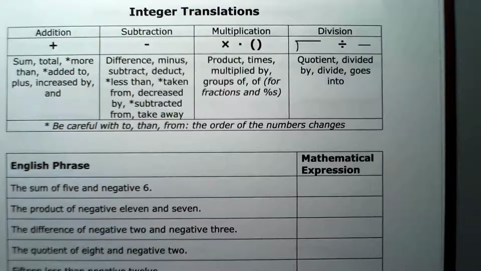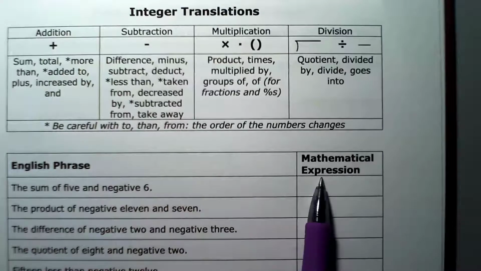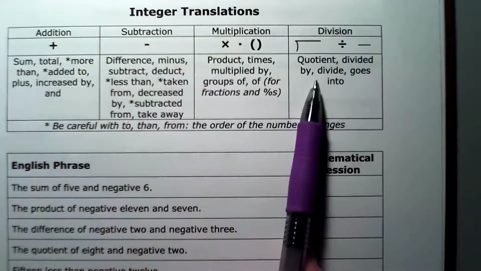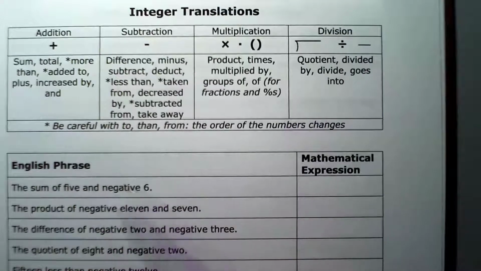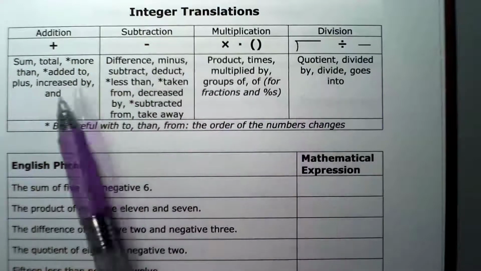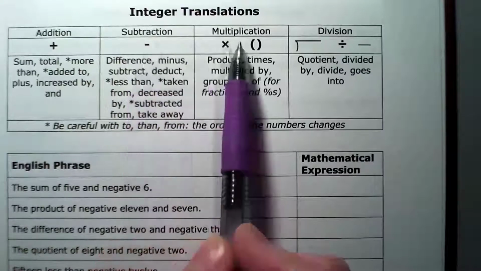This video is about integer translations, where we're translating from an English phrase to a mathematical expression. And we have 4 different operations that we could choose when we're reading the English phrase to write the mathematical expression: addition, subtraction, multiplication, division. Plus to plus, subtraction is a subtraction sign or a minus.